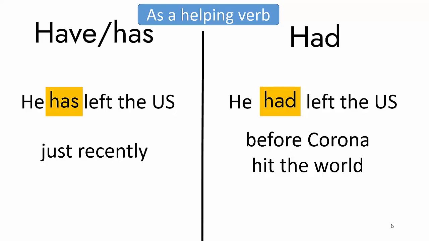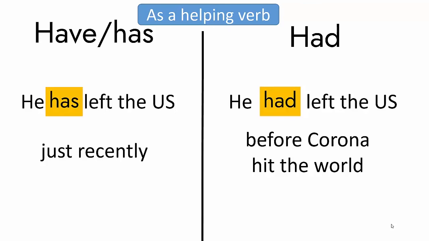As of now, let us understand have, has is used without any particular time, but with time expressions like just now, till now, so far, etc. But had is used with another past situation like before Corona hit the world. We are going to have more examples on the usage of had as per the tenses in further videos. So here, he had left the US before Corona hit the world. Before Corona hit the world is one action, he had left the US is another action. That is the difference. But as for the meaning in conversation, you can say he has left the US, he had left the US. There is no change in the meaning, and don't bother if you are using had instead of has.